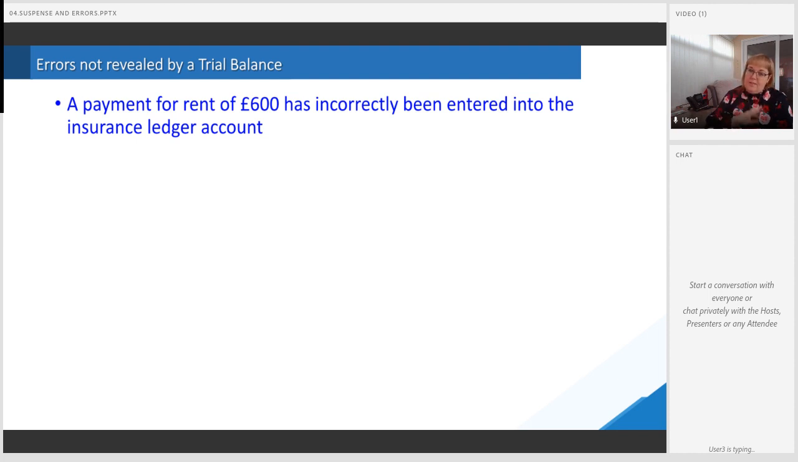We've looked at those six errors on the previous slide. Any idea what the error could possibly be, what the name of the error is? And again, guys, if you were here on Monday, I said it Monday, please don't worry if you're not sure. If you get it wrong, it doesn't matter. Have a go, because we learn from our mistakes, and we're all here tonight to do one thing, and that's to learn. So we've entered a rent payment, and it's been entered into the insurance ledger account.